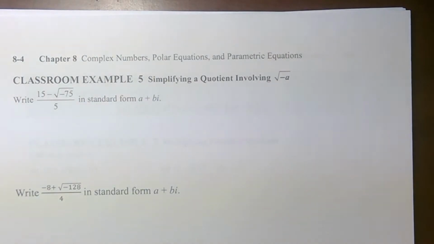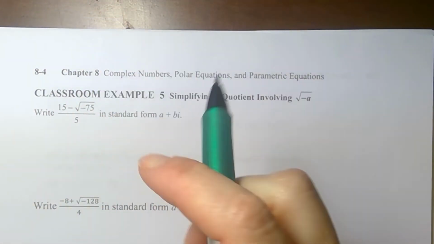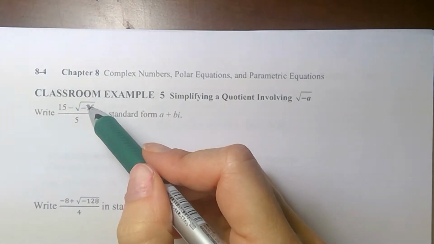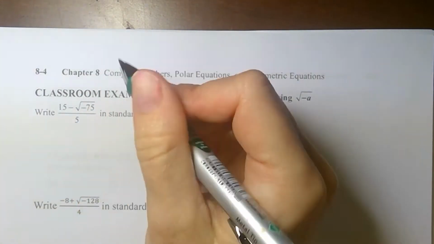It says to write this in standard form. To write it in standard form, I'm going to be pulling out common factors and simplifying as much as I can. I think the easiest way to do this is to simplify underneath my radicand, and then I'm going to break it into 2 terms, a and then plus or minus bi.